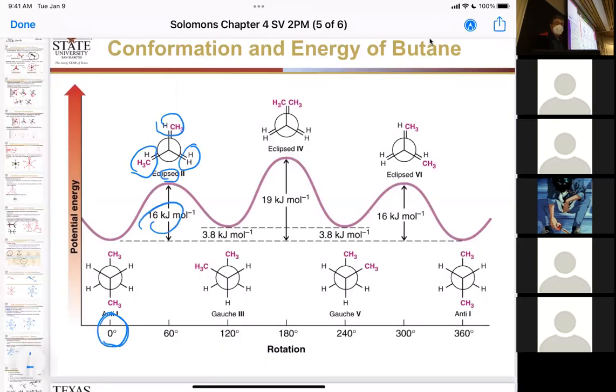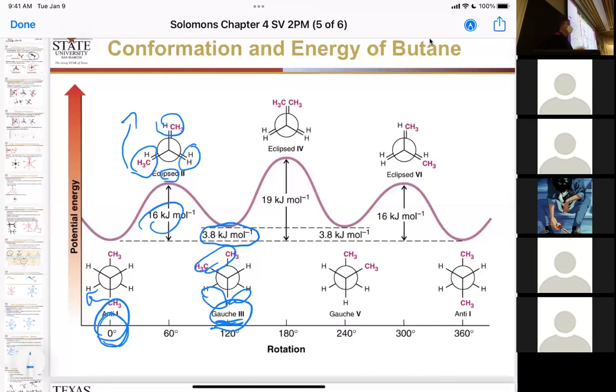Okay, so if we were to continue moving around, again, we moved 60 degrees this way, continued moving 60 degrees in this direction here, and got to this position, we're now in our gauche position. Those two methyl groups are not butting up against each other, but they're closer than they were before. And so there's no interaction for these hydrogens. So this is the only interaction we have, which is at 4 kilojoules. So the difference between our gauche energy and our anti energy is 4 kilojoules.